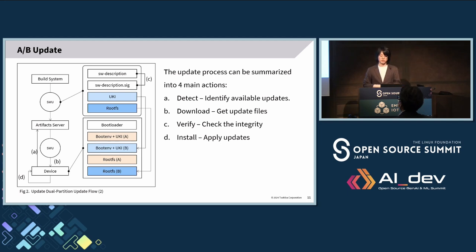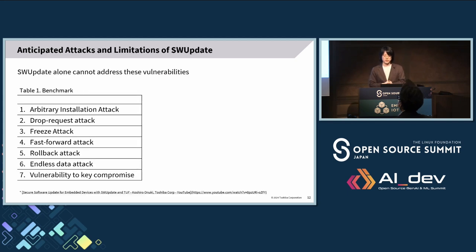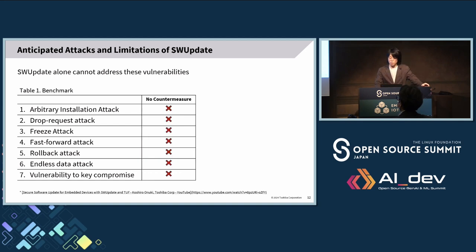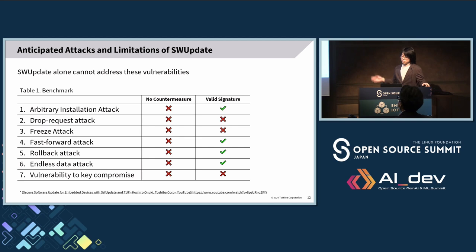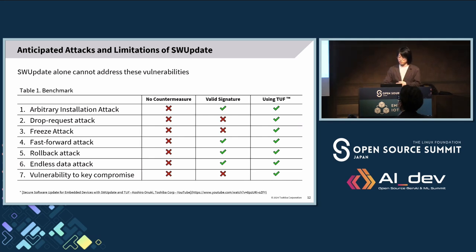Now let's consider potential attacks on this update workflow. Please take a look at this table. It summarizes the resistance against seven types of attacks. When no measures are taken, the attack is successful, and when using sw-description signatures, the resistance improves. SWUpdate provides a level of security, but unfortunately, it is still vulnerable to several attacks. Especially, it cannot fully protect against the replay attack, the phishing attack, and key compromise. However, with TUF, this vulnerability can be reduced.